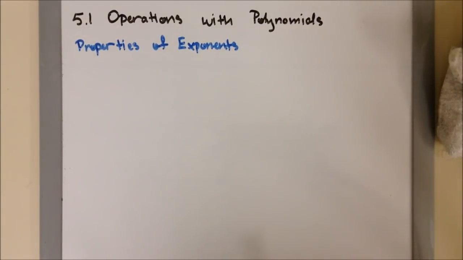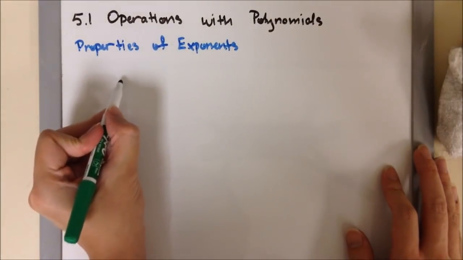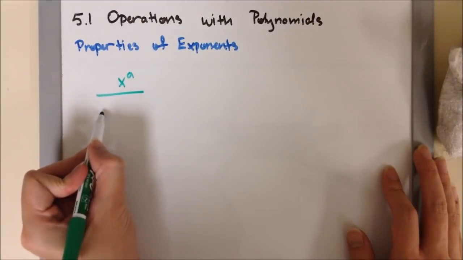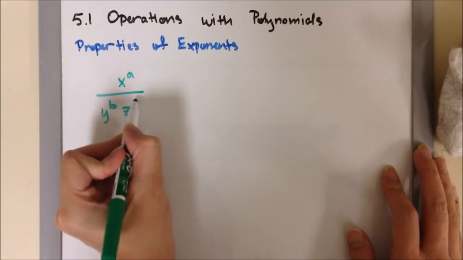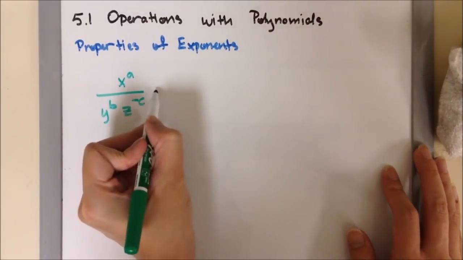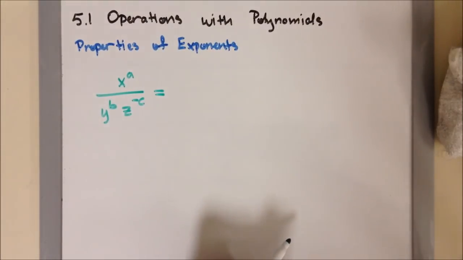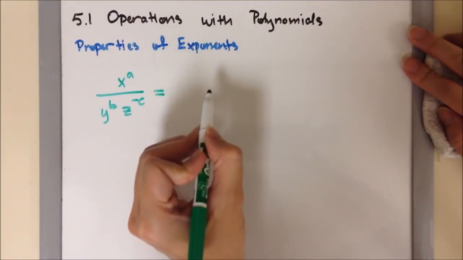Alright, continuing working with the same property, negative exponent. Now we're going to focus on when it's in the denominator. So the property is if you have x to the a in the numerator over y to the power of b, z to the power of negative c, then it will equal, meaning that the ones with positive exponents will stay the same. Will stay where they are.